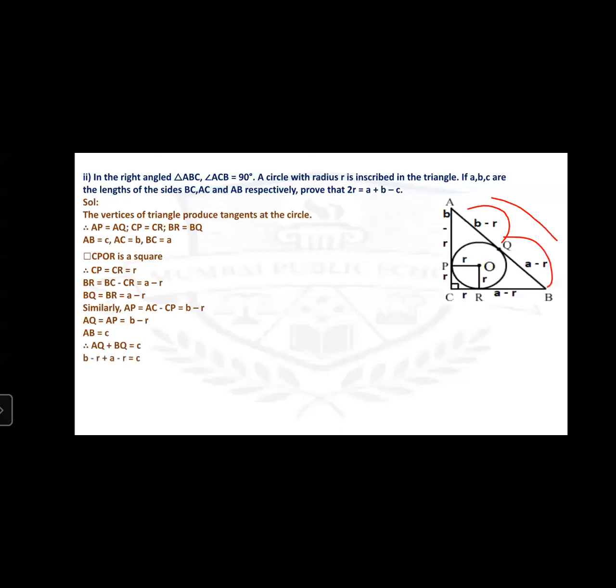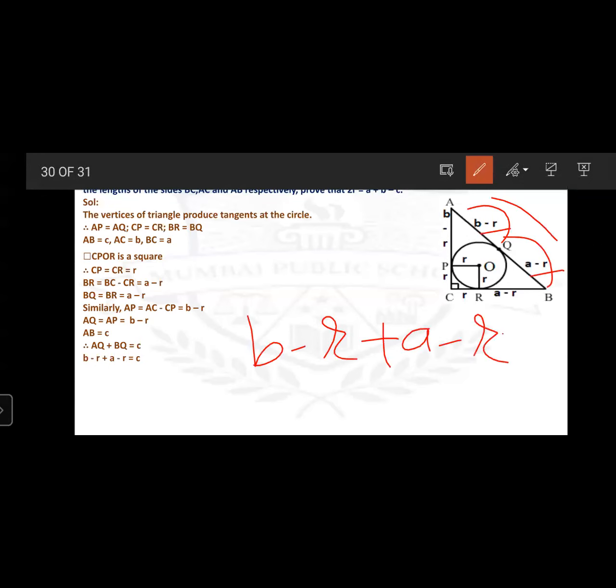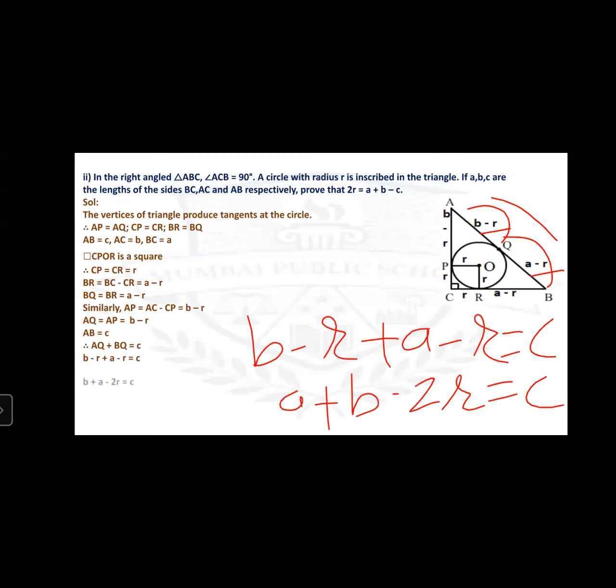Now again we find this side is equal to, yes, B minus R plus A minus R is equal to C, right? So here we write A plus B minus 2R is equal to C. Okay, now here we write B plus A minus 2R is equal to C. Now we take this 2R on the right hand side and C on the left hand side. So we write here 2R is equal to A plus B minus C. Okay, so hence proved: 2R is equal to A plus B minus C.